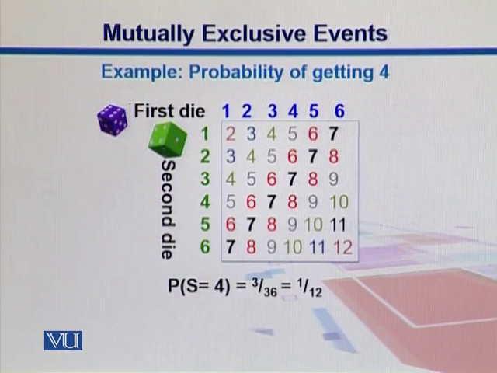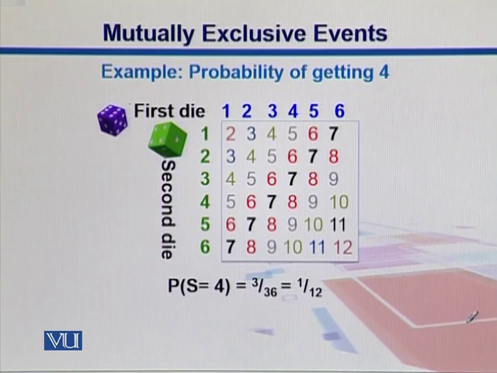Here again we can use the previous example, rolling these two dice together. What is the probability of getting a 4? We solve that and see that there are 3 possible ways in which we can get 4. So the probability is 3 out of 36, which is 1 out of 12.